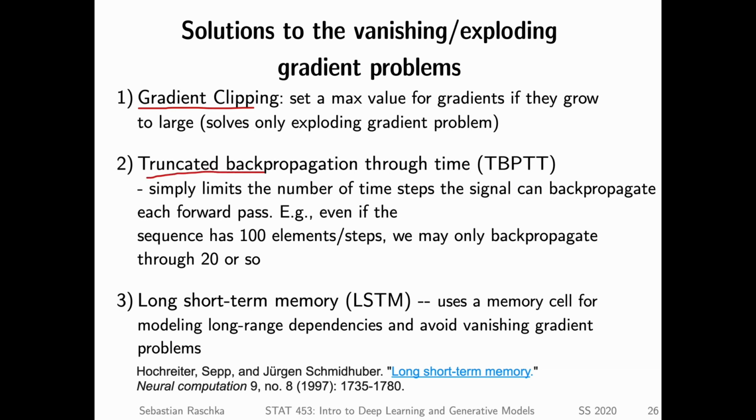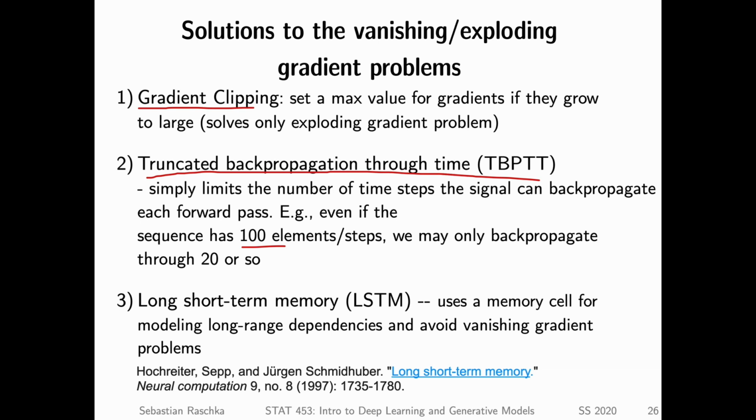One technique that is somewhat useful is truncated backpropagation through time. In this truncated backpropagation through time, we limit the number of steps we can backpropagate. So if our sequence has, for example, 100 elements or steps, we may only backpropagate through 20 or 10 steps. By that we avoid too many multiplications, so we avoid having too much vanishing of the gradient. So this is a technique that works.